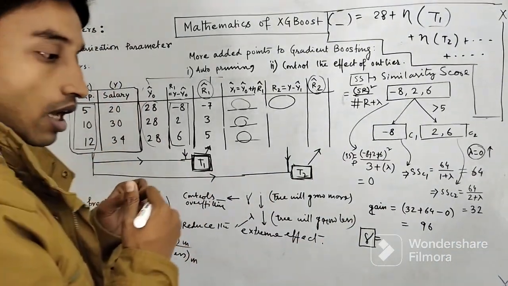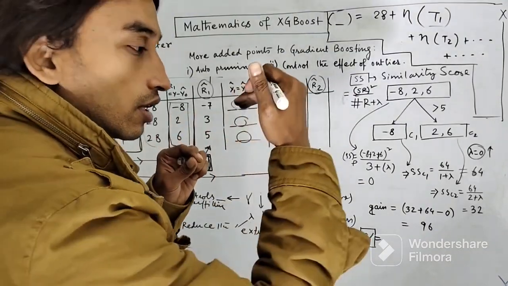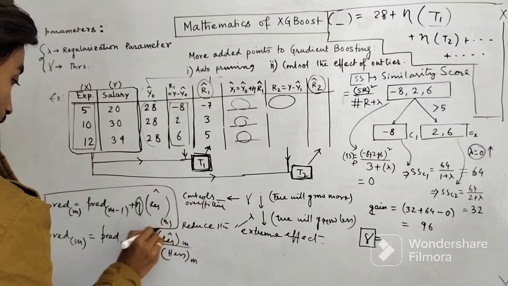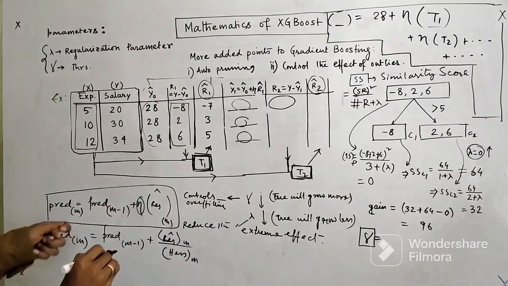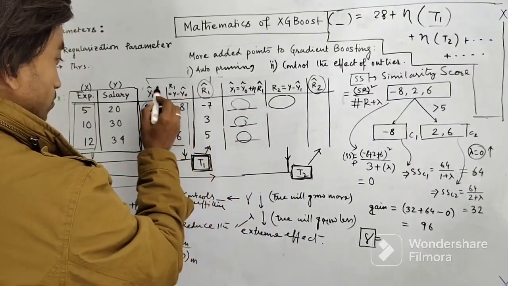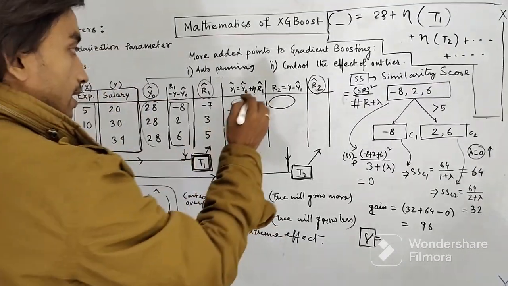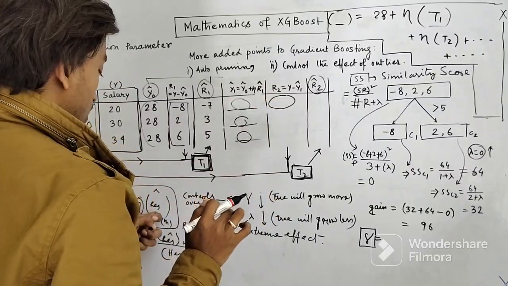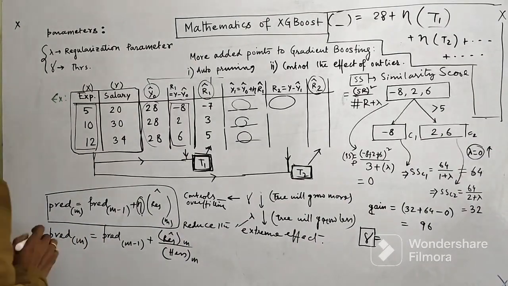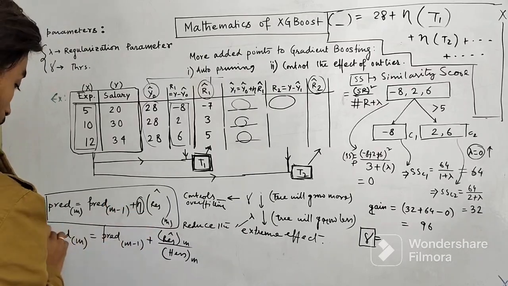Our main intuition behind it was to reduce the effect of the loss. So what we used to do is this: the prediction at the mth step is the prediction at the m-1 step plus eta, which is your learning rate, times the residual. Over here, instead of taking this residual and this learning rate, you have to use the Hessian.